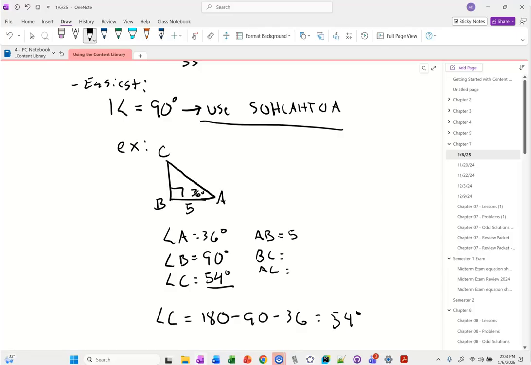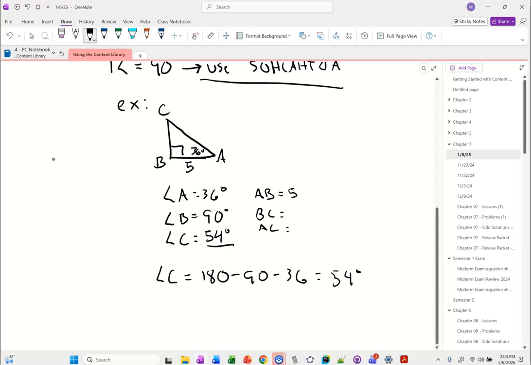Now, we're going to pick a side to solve for next. Let's solve for BC next. To solve for BC, I'd want to start by picking an angle to use. What angle can I not use? The 90-degree angle. You cannot use 90 degrees. Does it matter which I use, the 36 or the 54, though? No. Which one's safer? The 36.